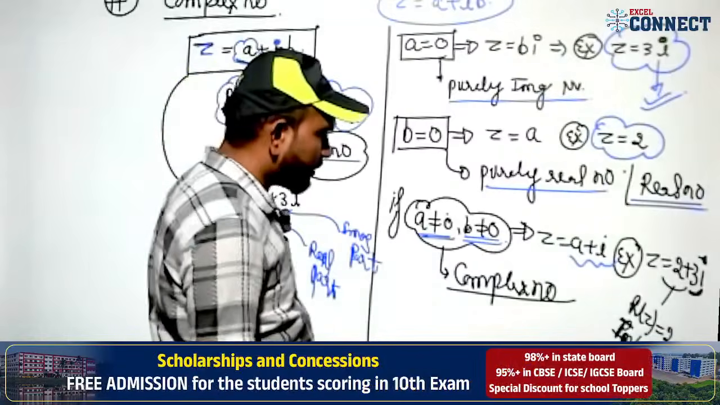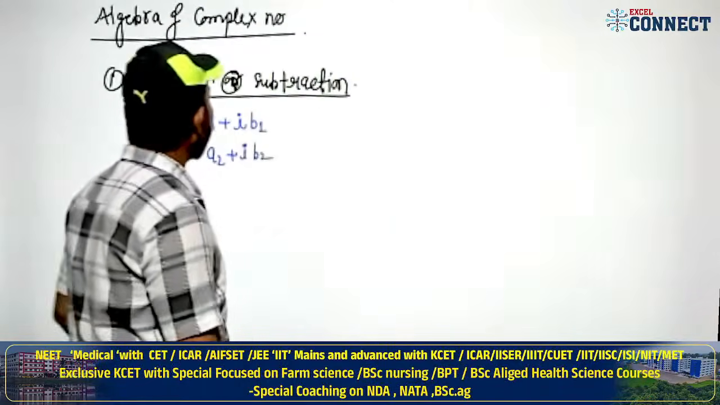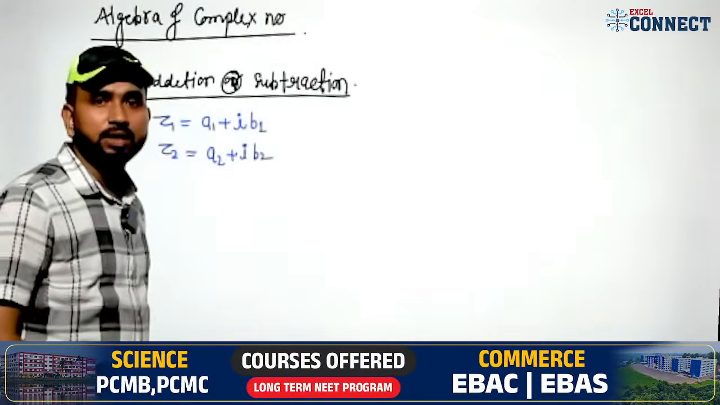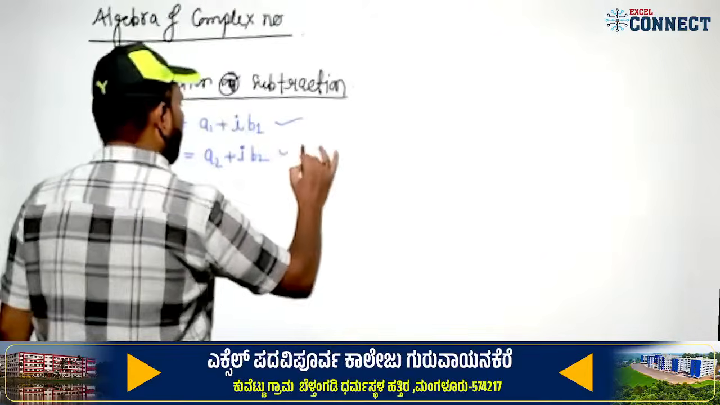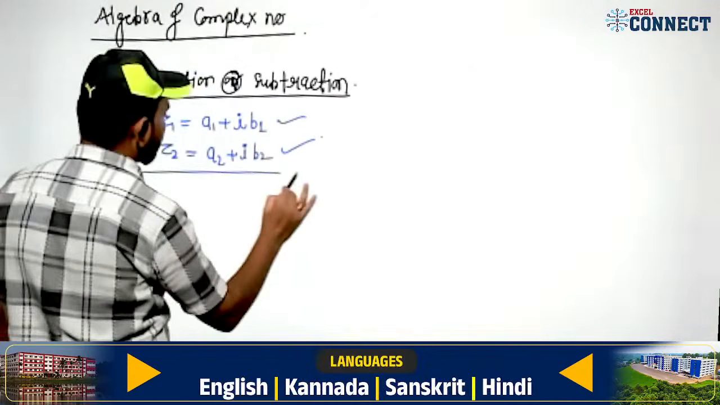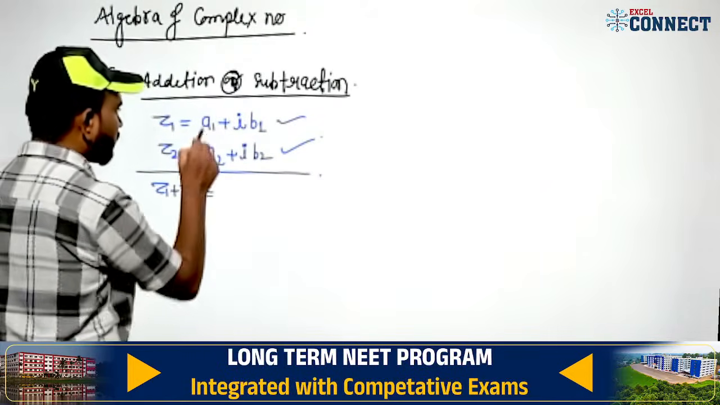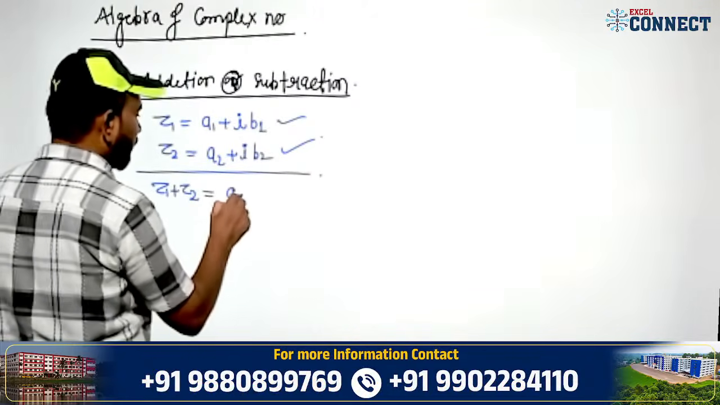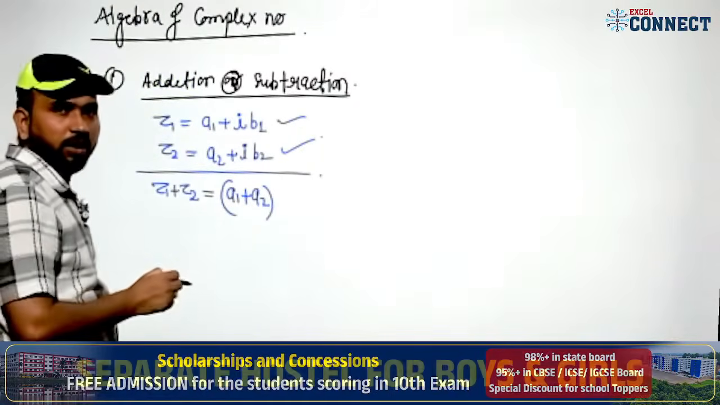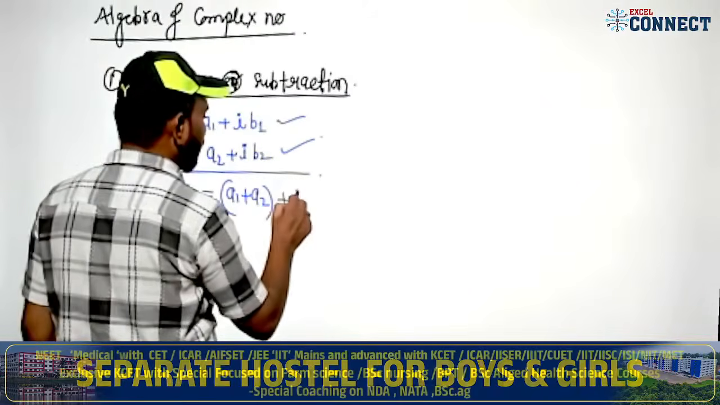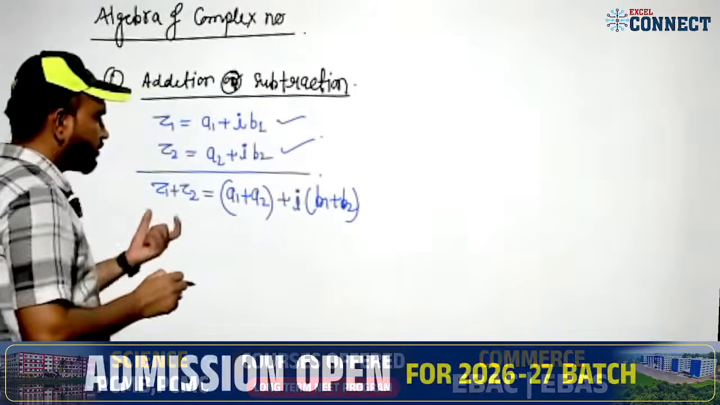Now the next topic is the algebra of complex numbers, meaning addition and subtraction. Suppose z1 is equal to a1 plus iota b1 and z2 is equal to a2 plus iota b2. If I add these two numbers, z1 plus z2 is equal to a1 plus a2, since you add the real parts, and iota common, then the imaginary parts b1 plus b2.